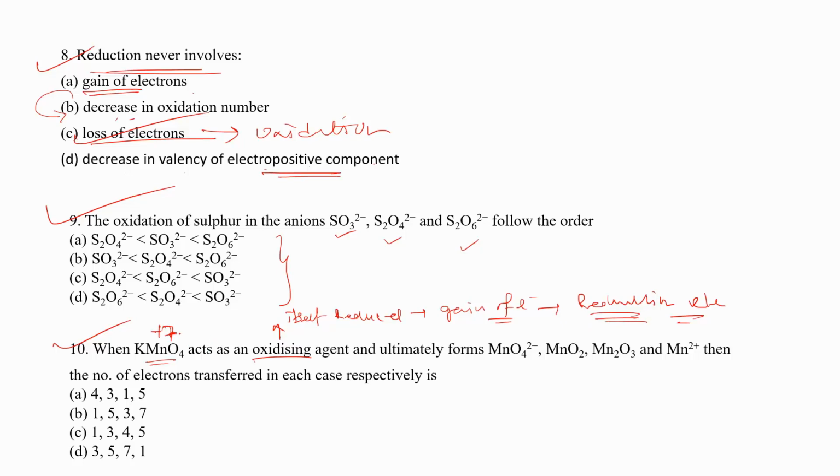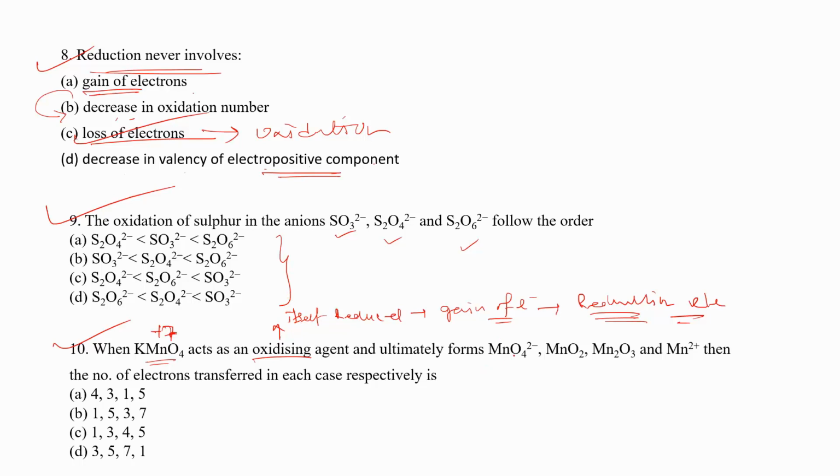That means +7 will go to +5, +3, +2 like that. It will not go to +8. When it goes from +7 to +10, +12, that means the oxidation reaction. But it acts as an oxidizing agent, that means the reduction reaction. Reduction reaction means the oxidation state of the metal, here the manganese, will be decreased.